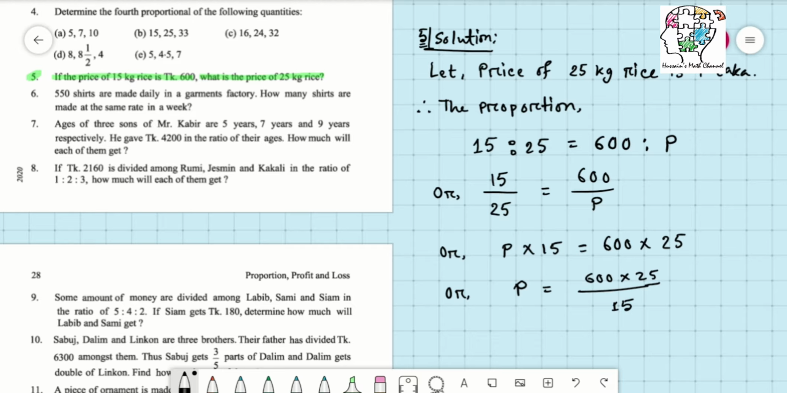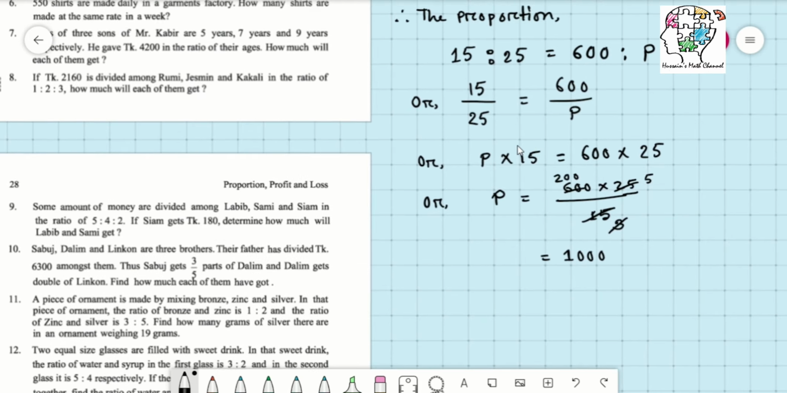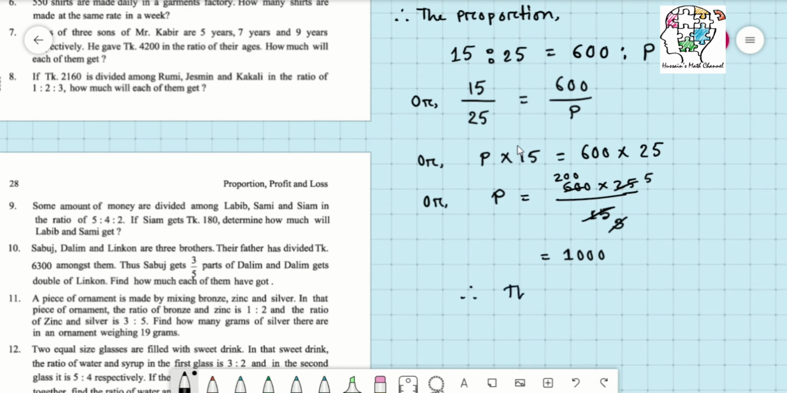You know that if on the left side there is a multiply, then on the right side it will become division. So if we divide by 5, it will be 3 and it will be 5 here, and 3 twos are 6, that means 200, and the price will be 5 times 200 is 1000. So our answer becomes, therefore our answer becomes, the price of 25 kg rice is taka 1000. Alright, which completes our answer.